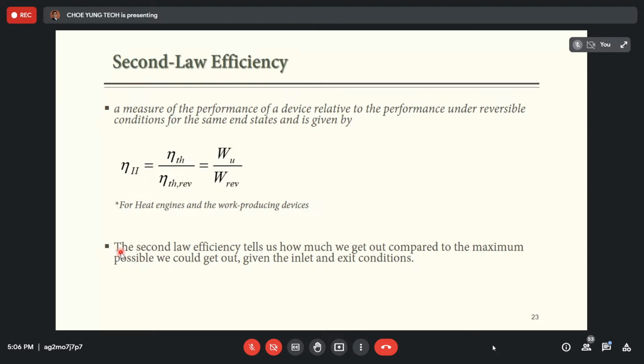Okay, so the second law efficiency tells us how much we get out compared to the maximum possible we could get out, given the inlet and exit conditions. So first law is output over input. Second law is output over maximum possible output. Okay, so we can foresee that the second law efficiency should give you a better value in most cases.